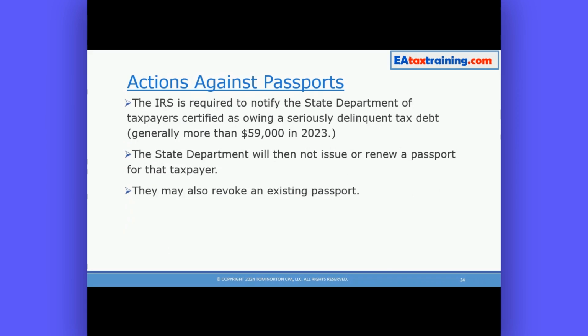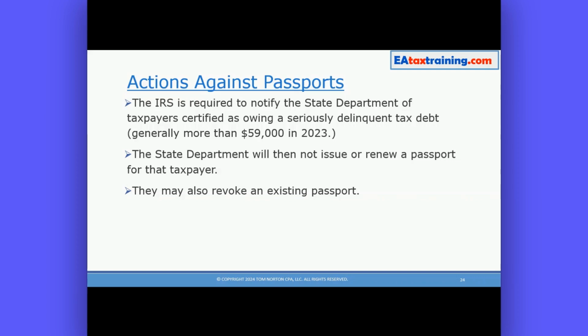Actions against passports. The IRS is required to notify the State Department of taxpayers who owe what's called a seriously delinquent tax debt, and it has to be generally more than $59,000. Once they do that, the State Department will not issue or renew a passport, and they may revoke an existing passport.